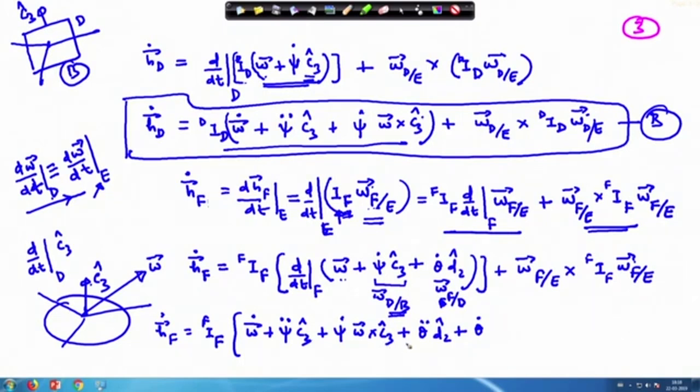So, omega times C 3 cap, and then theta double dot is coming here, H f we are taking here. Next part we have to write here the proper cross D 2 cap, and then this bracket will be closed, and thereafter this part omega f slash e cross I f, omega f slash e. So, this part we are keeping as it is, and the other part we are expanding.